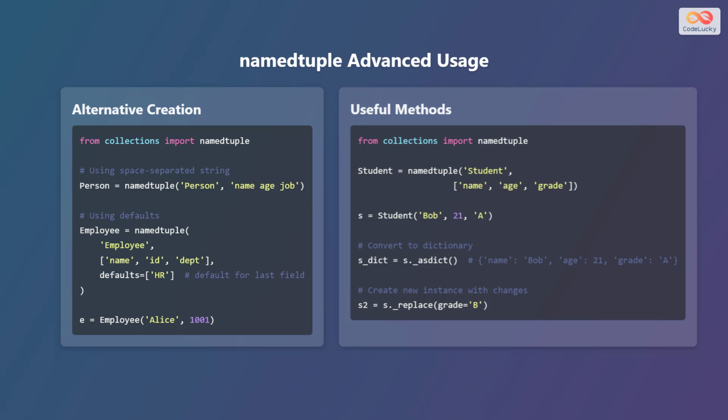You can also use useful methods. Here we create a Student named tuple with the fields name, age, and grade. Then we create a student named Bob, who is 21 years old, and has a grade of A. You can convert this to a dictionary, using s._asdict(), which will output a dictionary with the keys name, age, and grade, and their corresponding values. You can also create a new instance with changes. Here we create a new student s2 by replacing the grade of s with B.